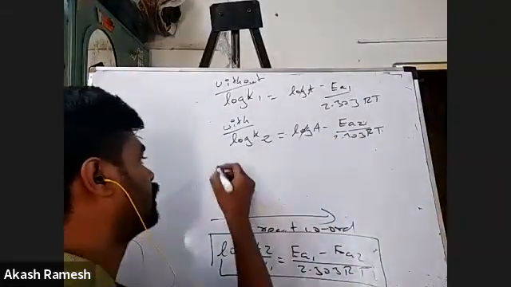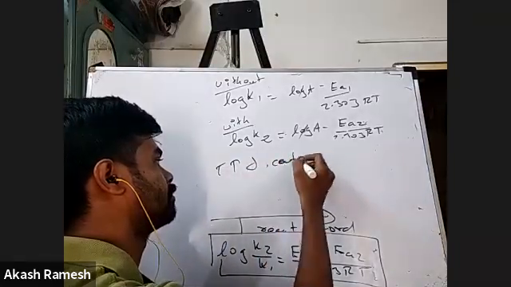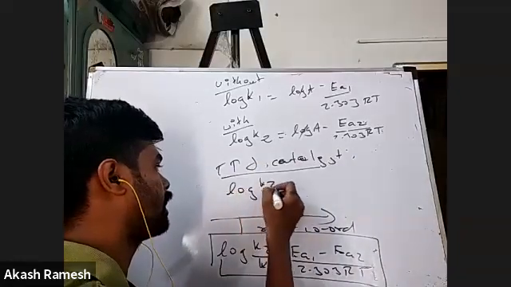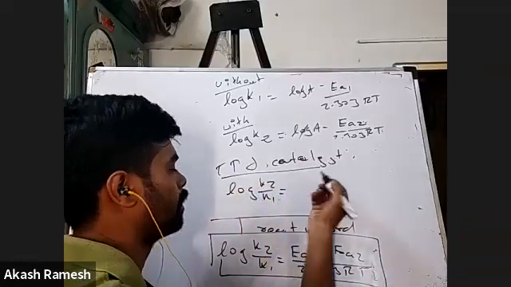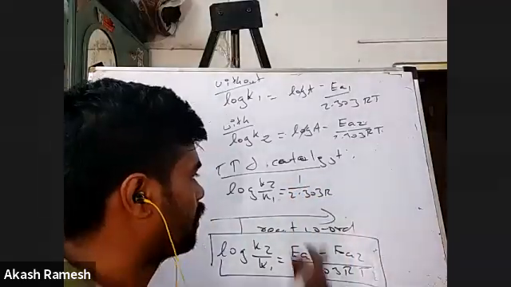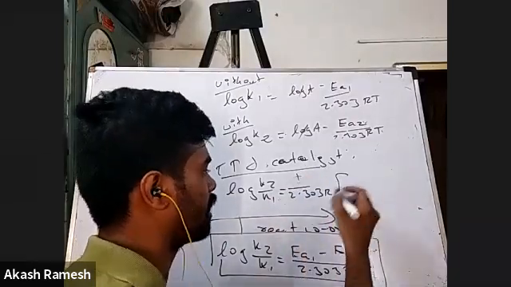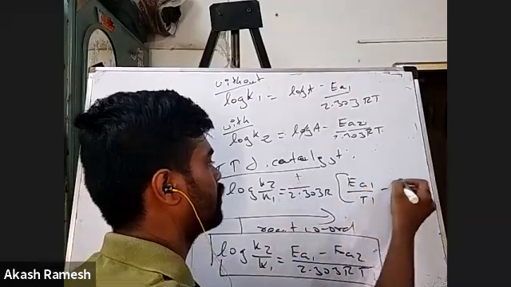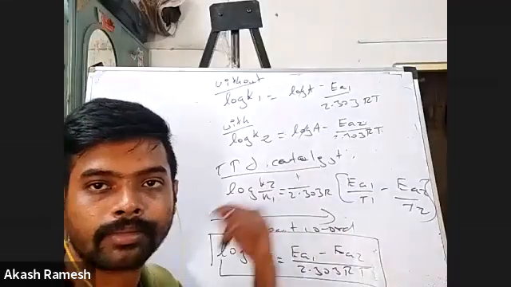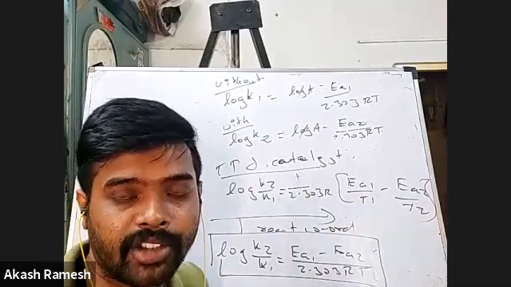So if temperature is increasing and a catalyst is introduced, very simple, log K2 by K1 will become 1 by 2.303 R, (EA1 by T1 minus EA2 by T2). Very simple. So you can see the temperature is also changing, and the activation energy is also changing, because the catalyst is introduced.